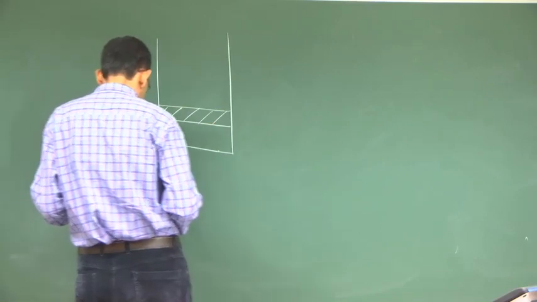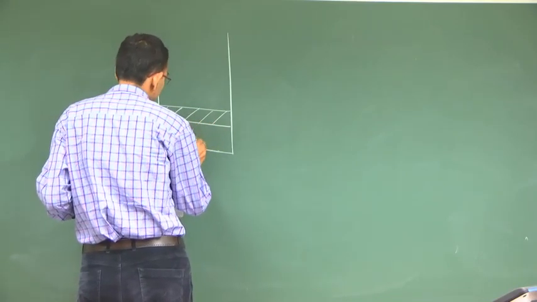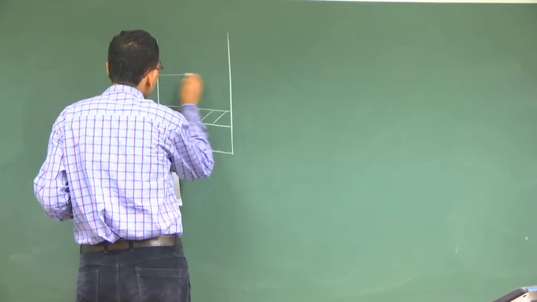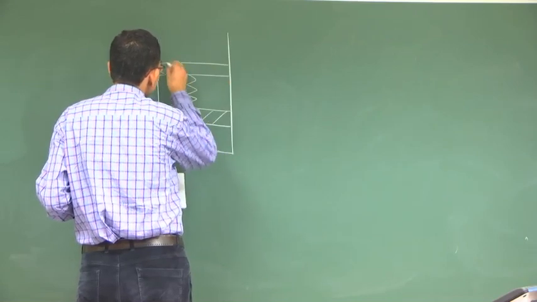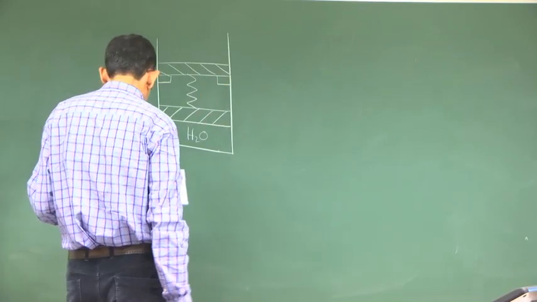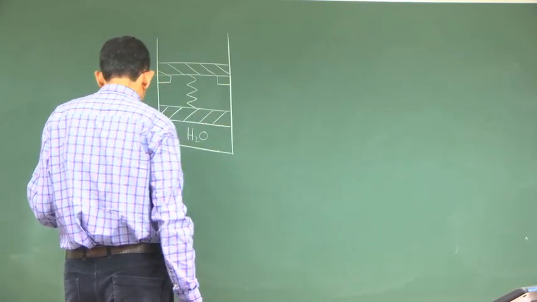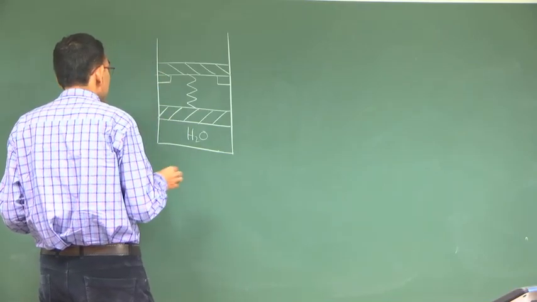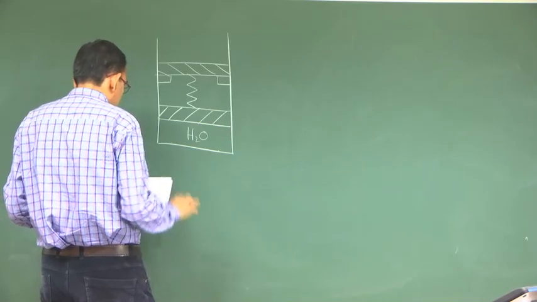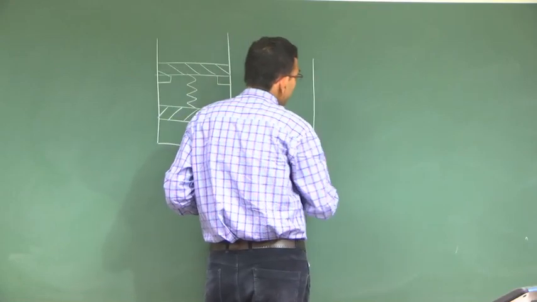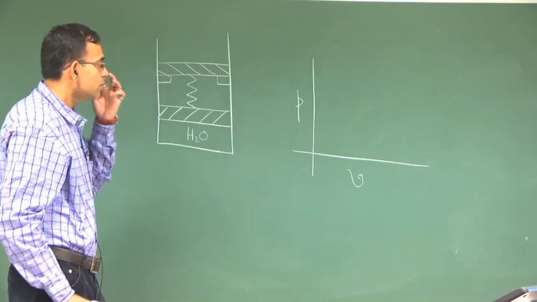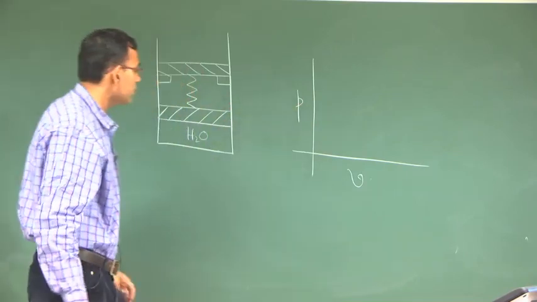So, here is water, then there is a spring, then there is another piston. So, 2 pistons, and the upper piston is initially resting on the stops. We will try to understand the process by drawing the PV diagram. So, I am just preparing it to plot the pressure versus volume.